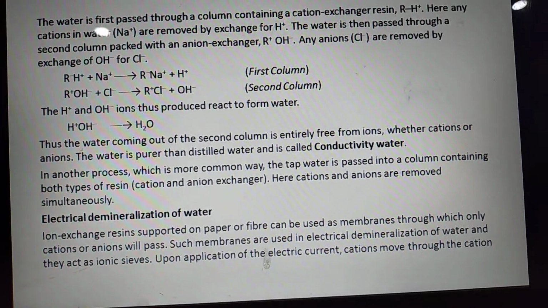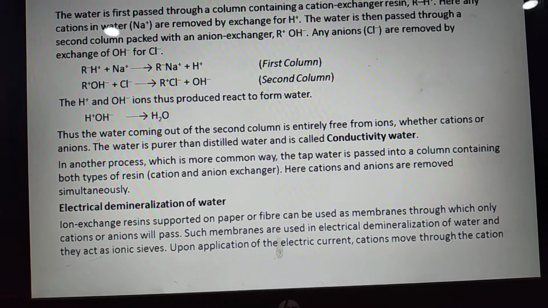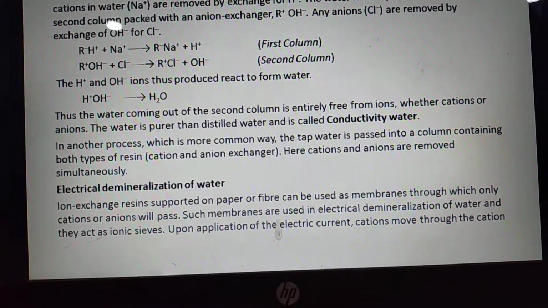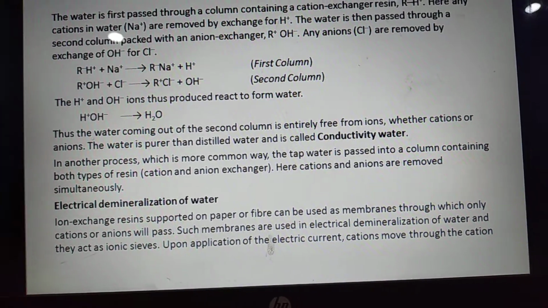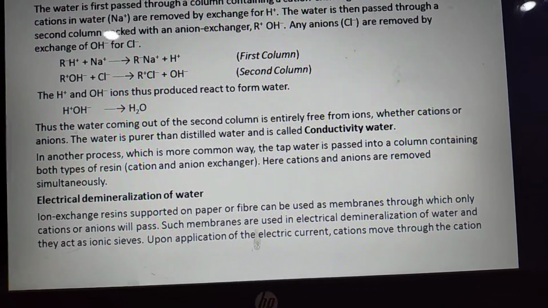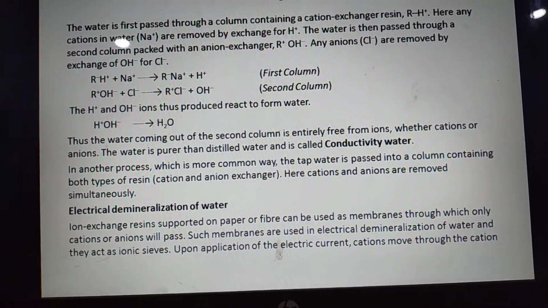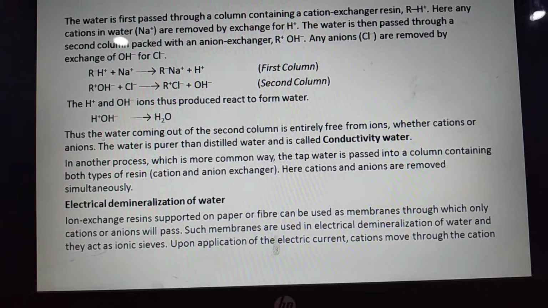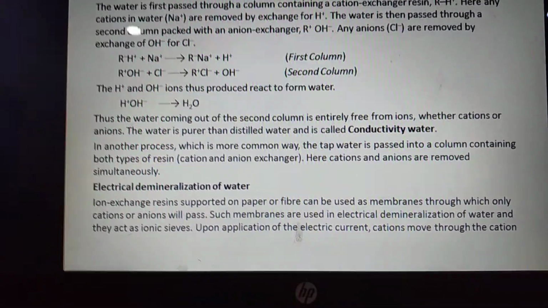So this water is purer than distilled water and is called conductivity water, and is often used in the lab for research purposes. Another, more common way is that tap water is passed into a column containing both types of resin, cation as well as anion. First the cation exchange and then the anion exchange. So here cations and anions are removed simultaneously.